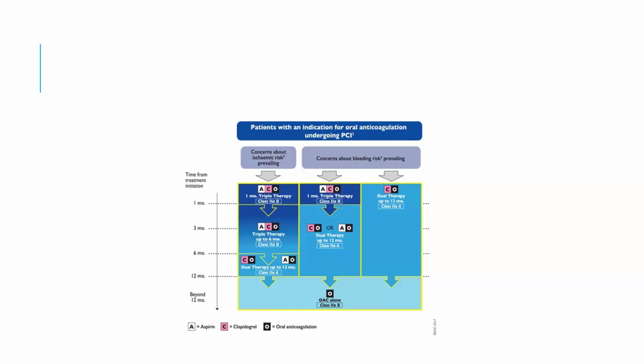For 1 month, which can also be extended up to 6 months, that's a class 2 recommendation. After which you now change to dual therapy after 6 months. That is either clopidogrel and anticoagulant, or anticoagulant. After 12 months, you now go to anticoagulant alone.